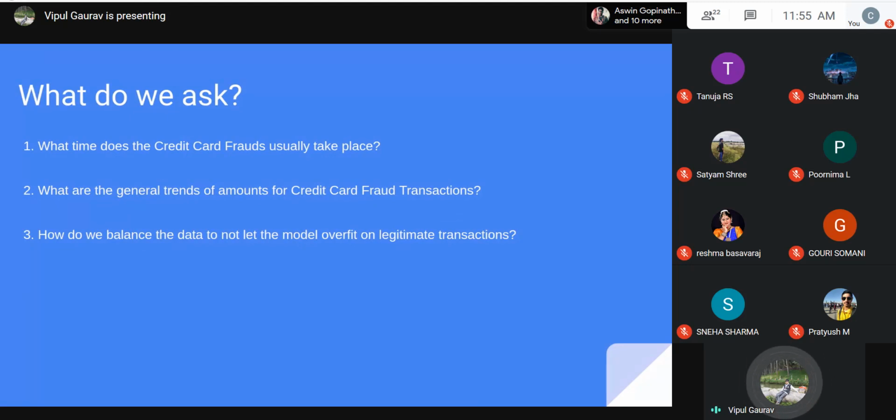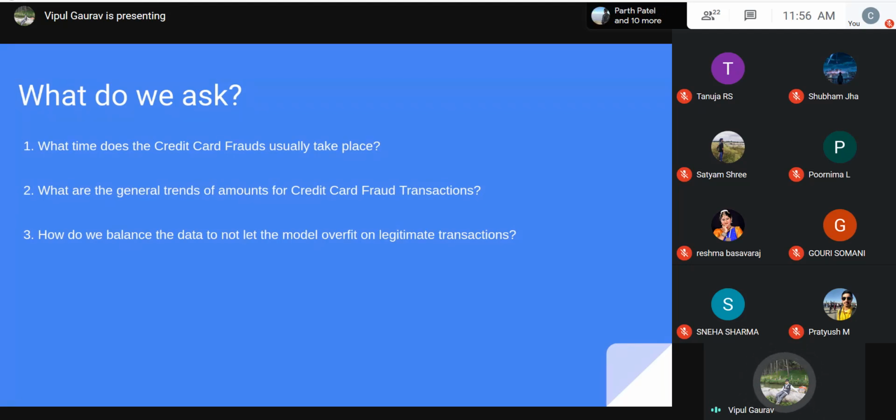Second is, what are the general trends of amount for credit card fraud transactions? Are those very large amounts? Are those very small amounts? Are those very medium range amounts so that it actually goes unseen by the bank? Thirdly, how do we balance the data to not let the model overfit on legitimate transactions?